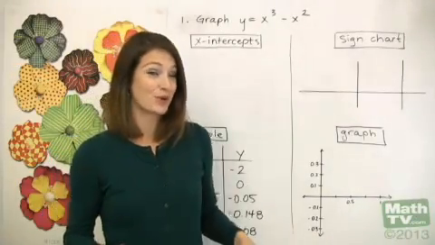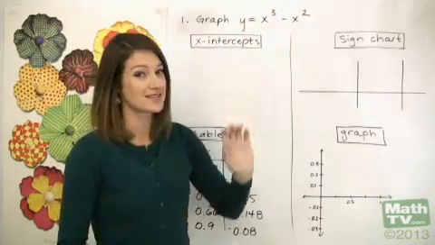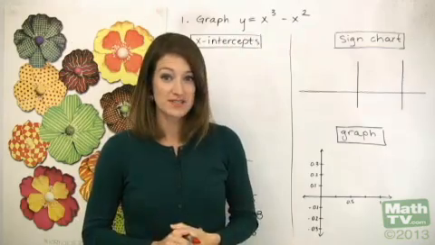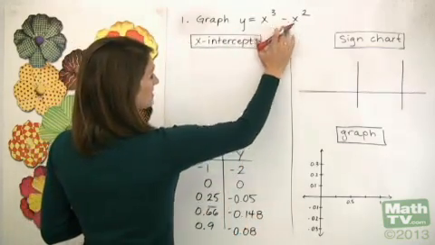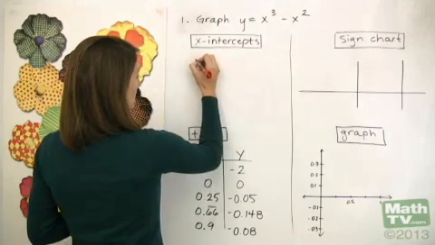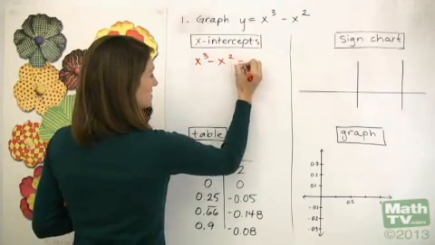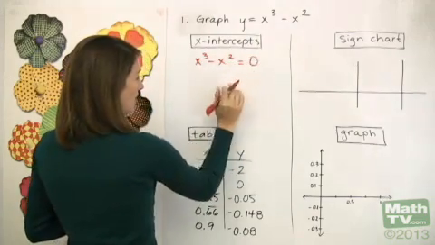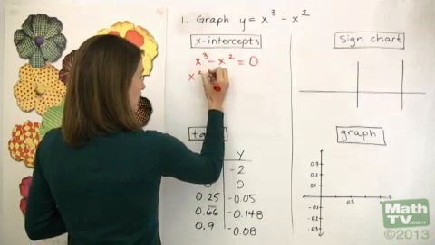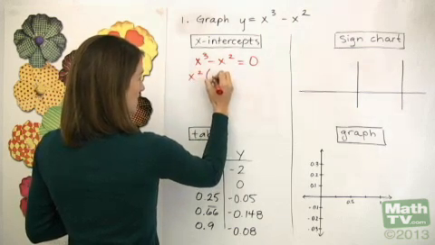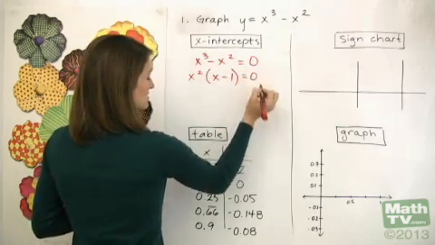For our first example, we're going to graph y equals x to the third minus x squared. So our first step is let's find the x-intercepts. And we do that by setting this function equal to 0. So we have x to the third minus x squared is equal to 0. And then we factor this. We can pull out an x squared, and we're left with x squared times x minus 1 equals 0.